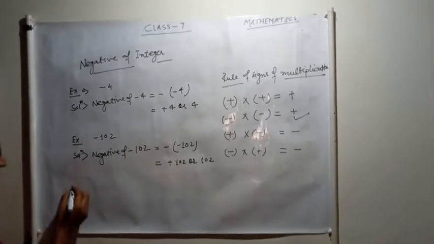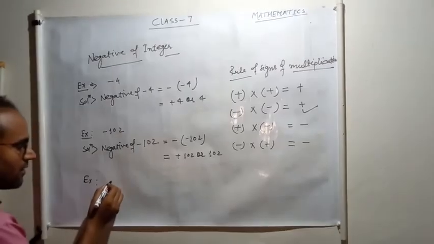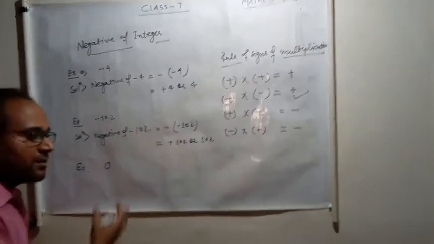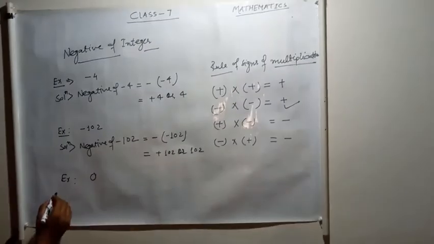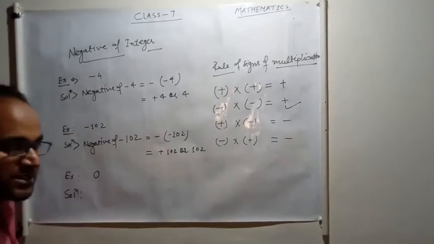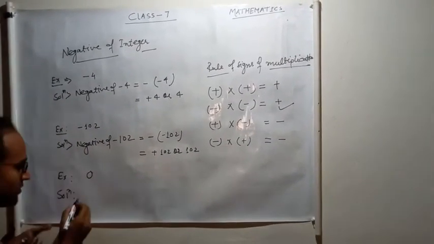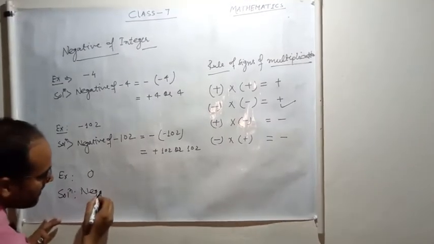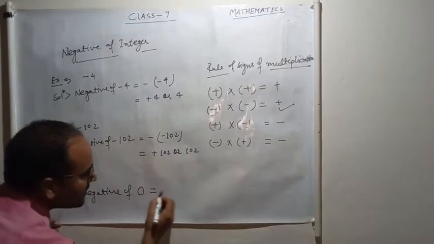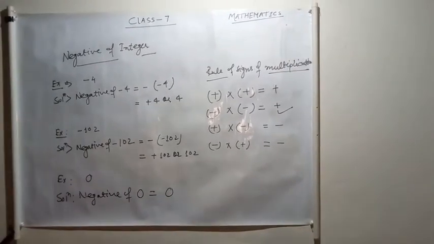One more example. Can you tell me what is the negative of 0? Negative of 0, because according to the definition of integers, 0 is neither positive nor negative. So negative of 0 is equivalent to 0. We cannot put any sign here.